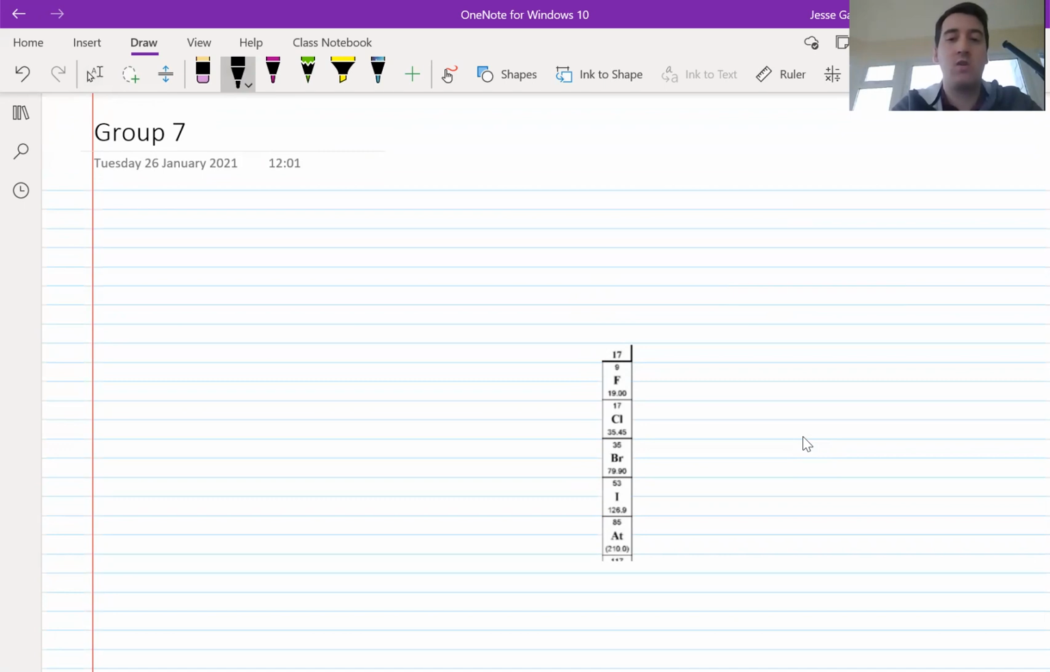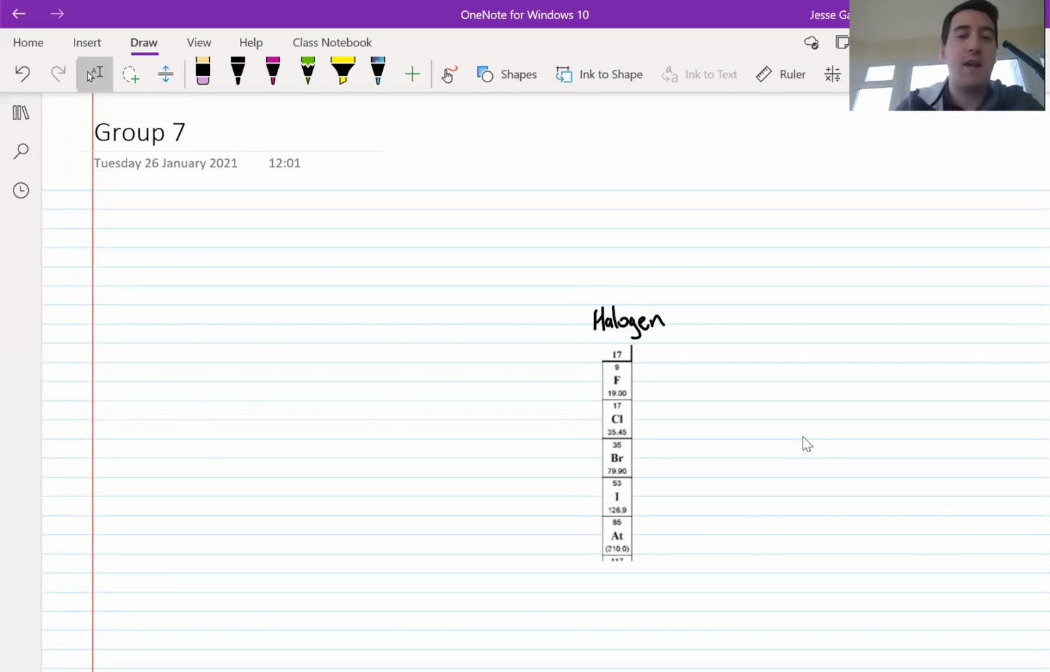Group 7 is also sometimes called the halogens. Halogen. So each one of these is a halogen. So fluorine is a halogen, chlorine is a halogen, bromine is a halogen, and so on. Now, they are all non-metals. They are found on the right-hand side of the periodic table in group 7, and they are very reactive.